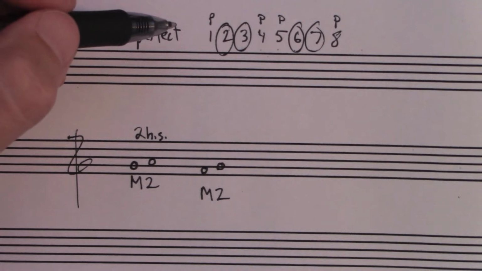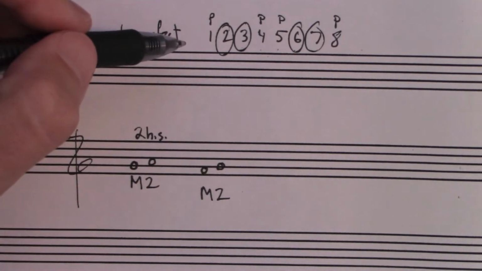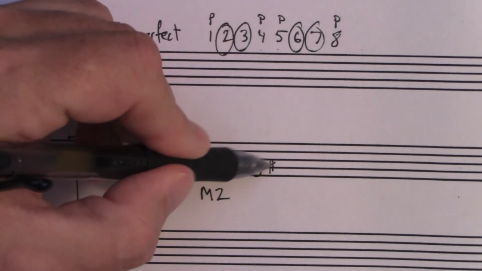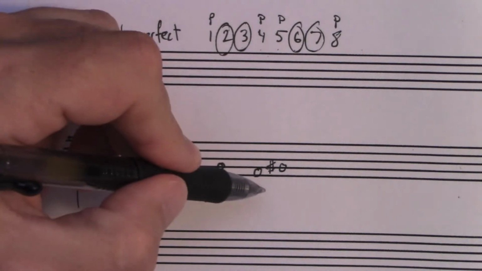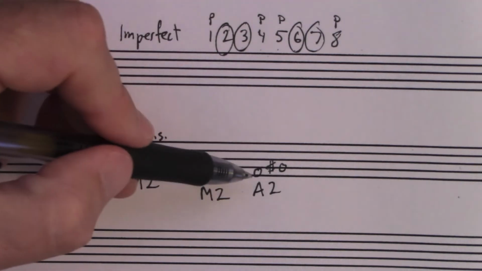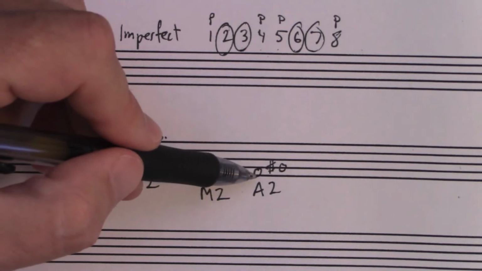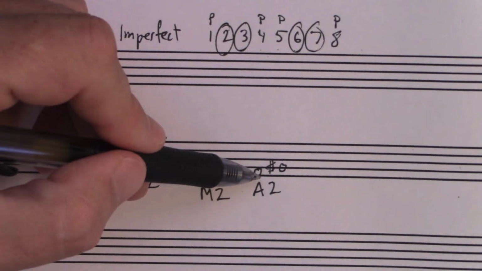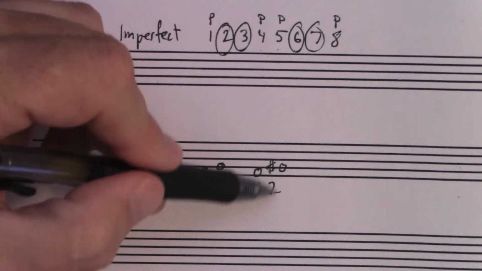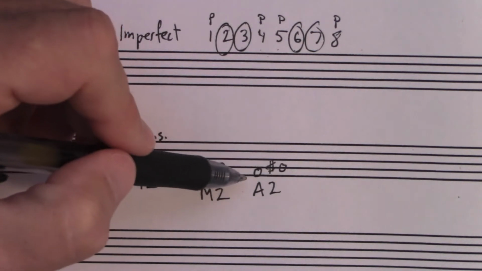What happens when you make a major interval one bigger? It becomes augmented. This becomes an augmented second. It's still a second because we have F to G. But we have, well, how many half steps? Right, 3 half steps. Or we have a major second plus 1 half step.